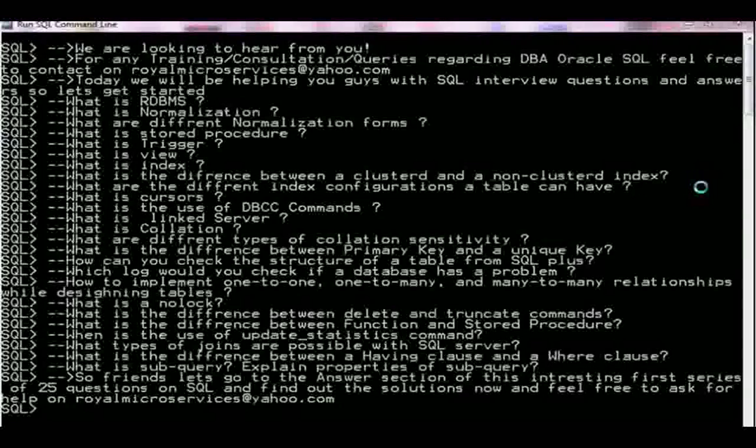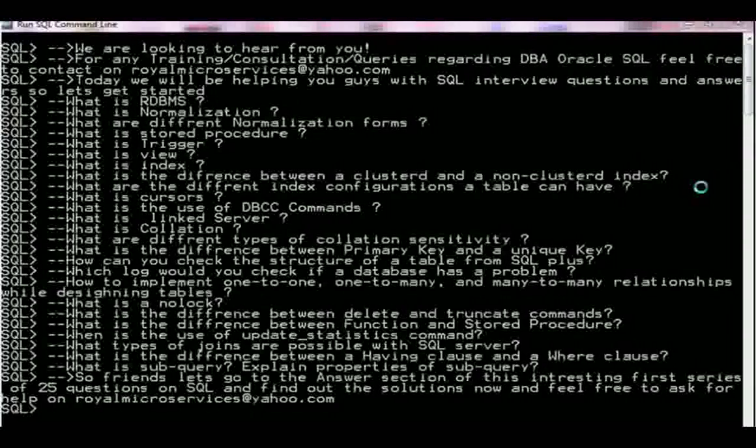What are the different index configurations a table can have? A table can have one of the following index configurations: no indexes, a clustered index, a clustered index and many non-clustered indexes, a non-clustered index, many non-clustered indexes.